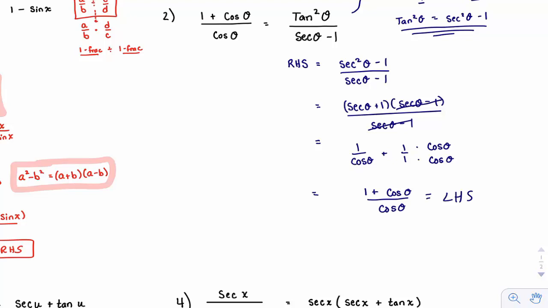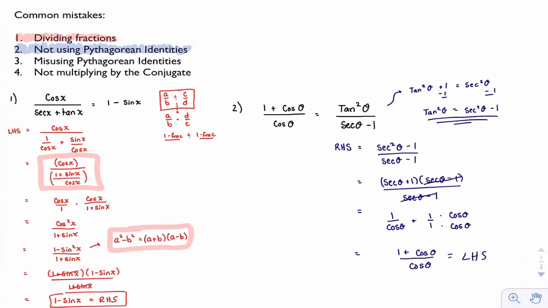Don't switch automatically to sine squared over cos squared or whatever. There's usually a much easier way to solve that. So again, that's a big mistake I see students make. Not that you're wrong if you change it to sine and cosine, but you're making things way worse. So that's number 2, not using your Pythagorean identities correctly.